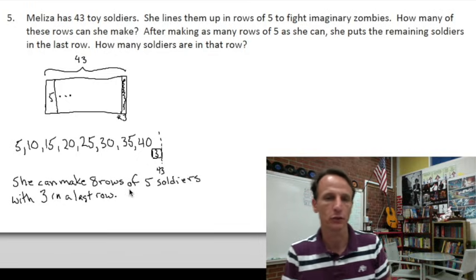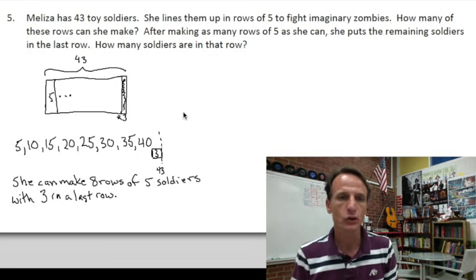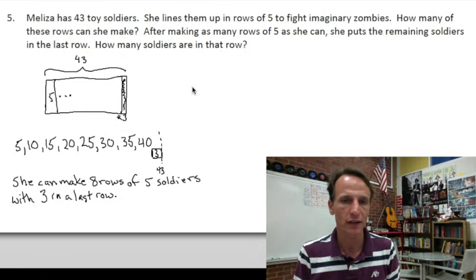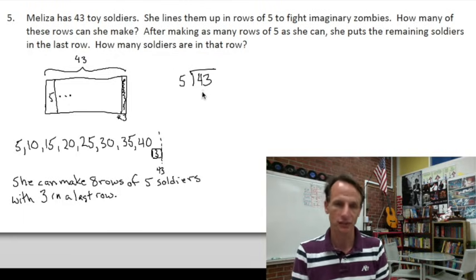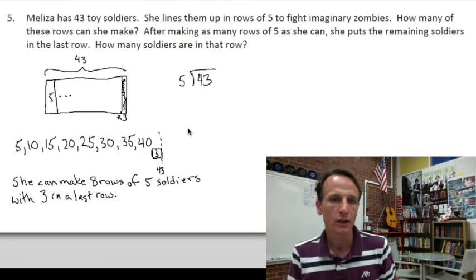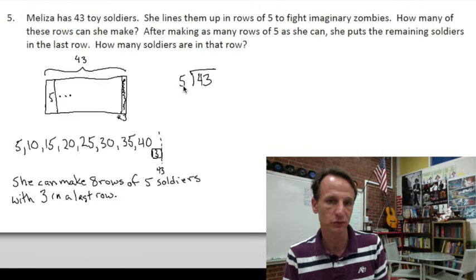Or 9th row, I could say as well. So what will this look like in division? Well, we have 43 soldiers that we are dividing into rows of 5, right? That's why the 43 is in the division bracket. And watch place value here. We have a 10s and a 1s place, correct? All right, so how many rows of 5 are there? How many 5s in 43?